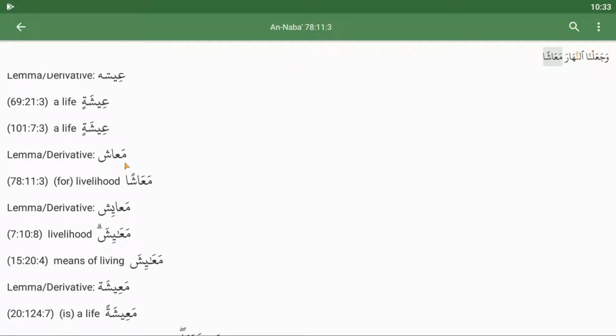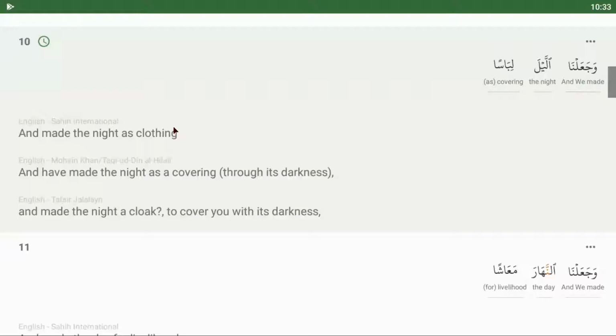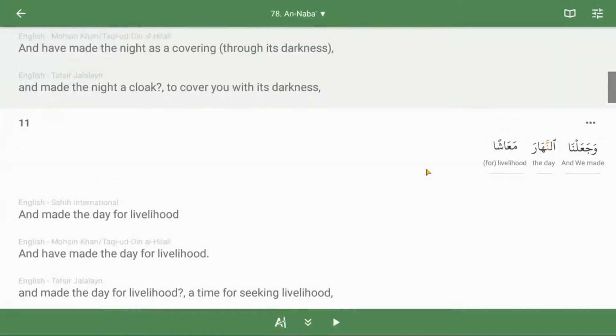And the thing which is required to live is a ma'ash, right? A livelihood. Even Allah subhanahu wa ta'ala is saying that the day is for livelihood, a time for seeking money and to earn. Because Islam is not a religion where it says, don't earn money. Allah has made it a way of earning in this world, to help us worship Allah subhanahu wa ta'ala, to help us sustain and to live. It's not like we should go to jungles and leave the world.